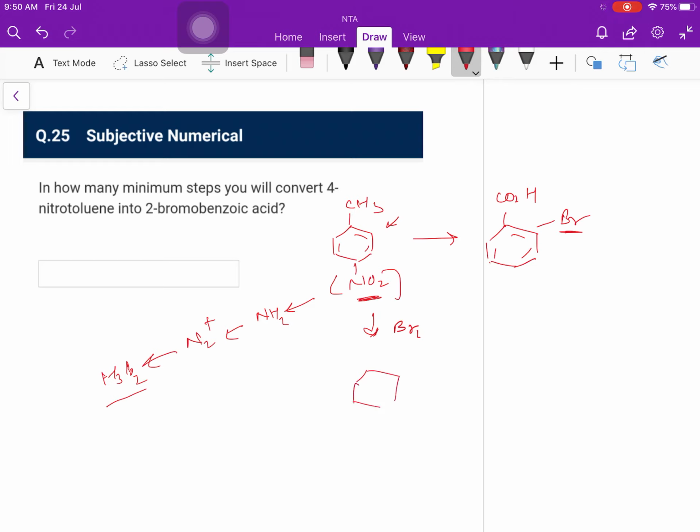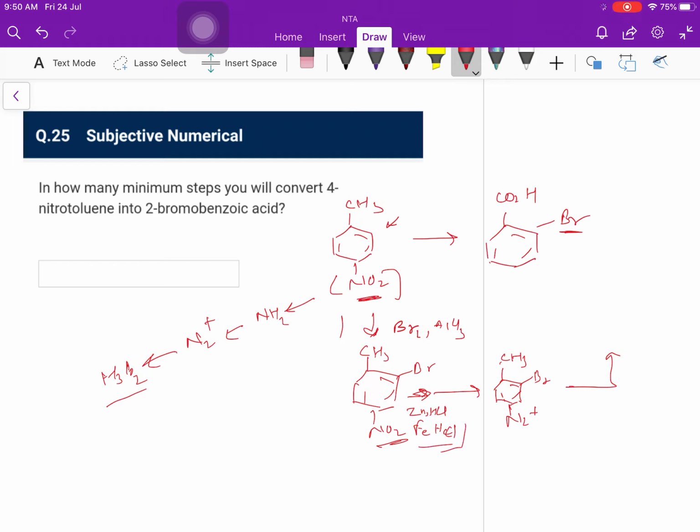So Br2 will attach at this position. Treating this with Br2 and AlCl3, we get NO2, CH3 and Br. Then we will make it N2 plus with HONO and HCl. To remove NO2, first we need to make it NH2. So first you can treat it with Zn/HCl, Fe/HCl or Sn/HCl, anything like that which can produce H2. This is step number 1, and this is step number 2, to convert it to NH2.